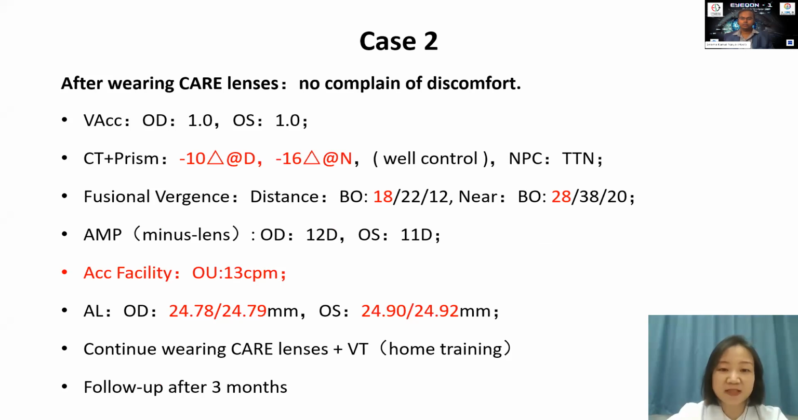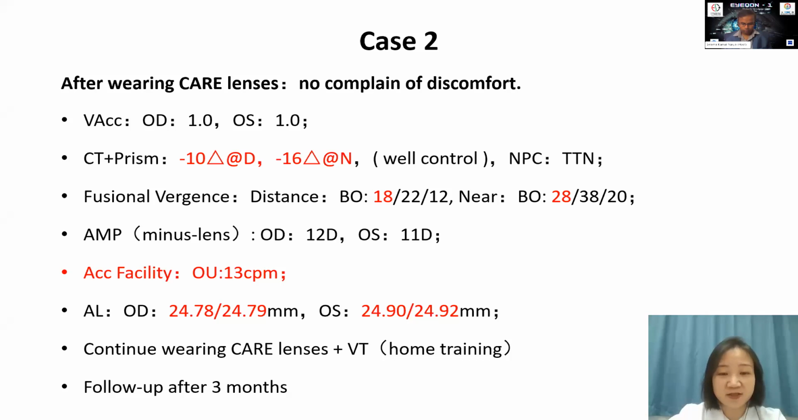During the follow-up examination after 1 month of wearing myopia control lenses and vision therapy both in hospital and at home, the patient reported no discomfort with the new lens. The amount of strabismus remained the same as before, but there was further improvement in the range of fusional verging at both far and near distance.